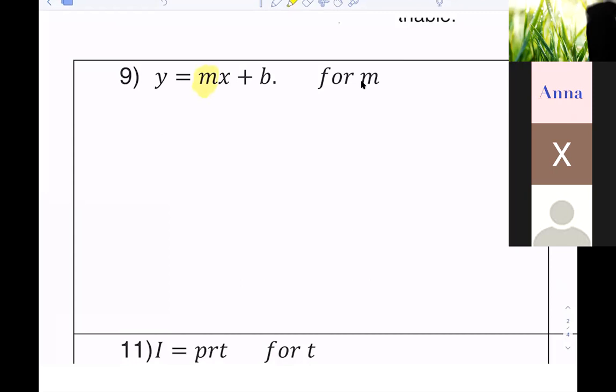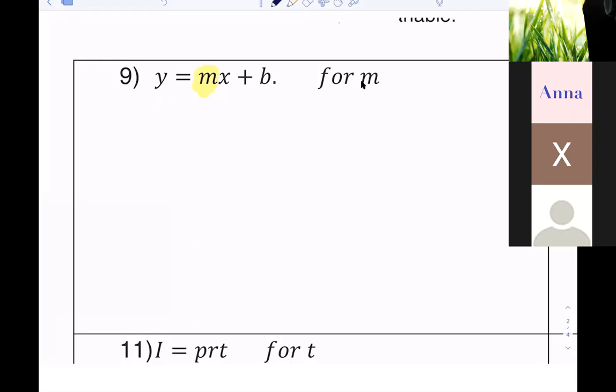B and M. So we're working backwards. You have to eliminate the B, and we have to eliminate the M. So Xavier first said to eliminate the B. Now, how do I eliminate the B, Xavier? You do what to both sides? You subtract B on both sides. So now I have Y.